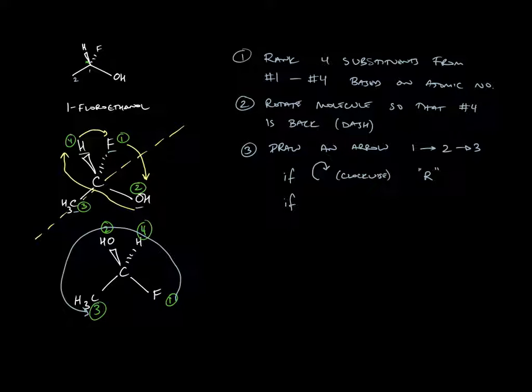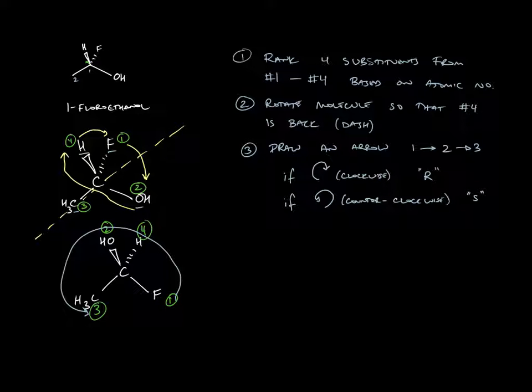And if the arrow is going counterclockwise, we designate it as S. So any chiral carbon will be either R or S. We can talk about what those stand for in class. I'll give you a hint, it's still not kind to left-handed people. But that is what we use.